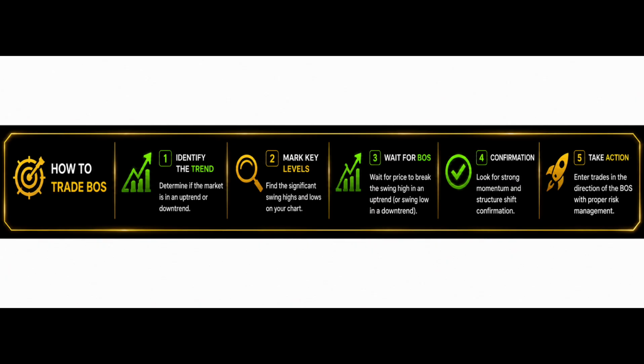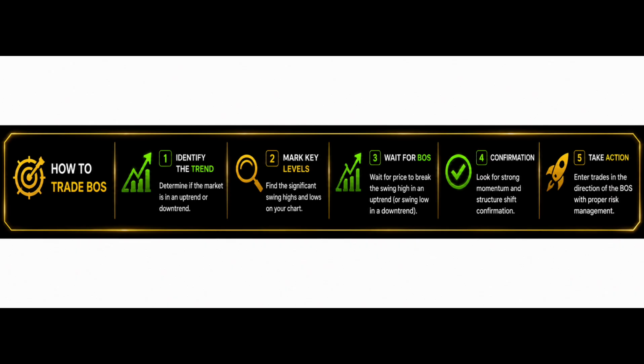The process is simple. First, identify the current trend. Second, mark key swing highs and swing lows. Third, wait for price to break one of those levels with conviction. Fourth, look for confirmation and plan your trade. Remember, smart money doesn't trade based on hope. Smart money waits for evidence, and a break of structure is one of the clearest pieces of evidence the market can provide.